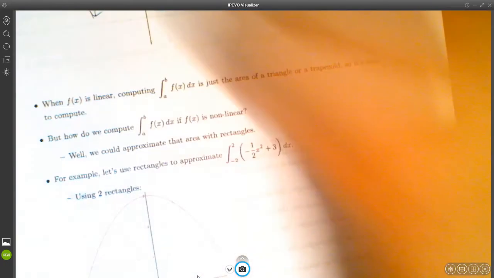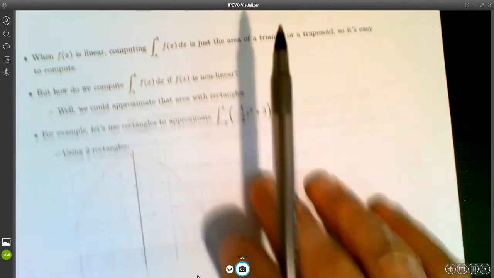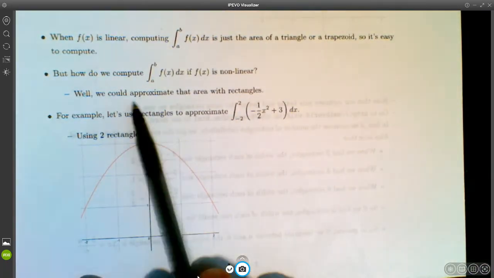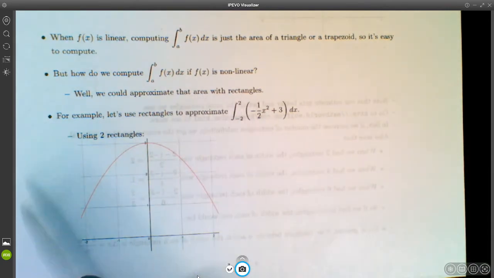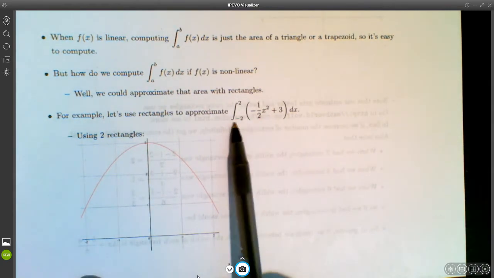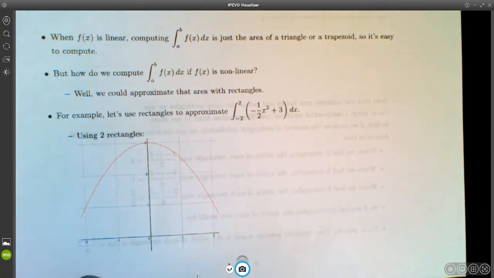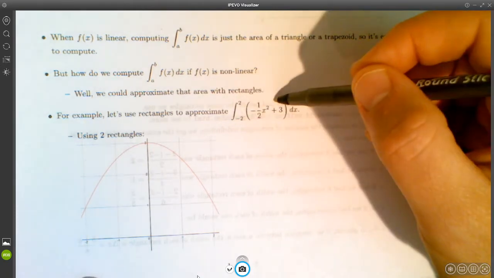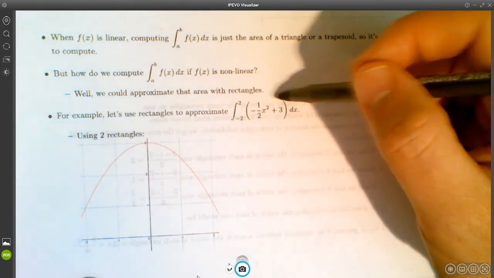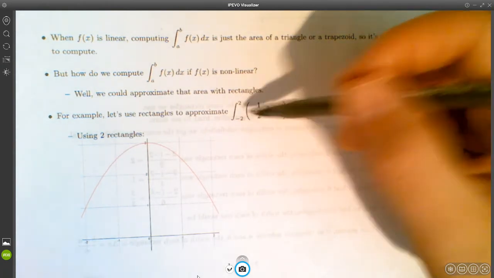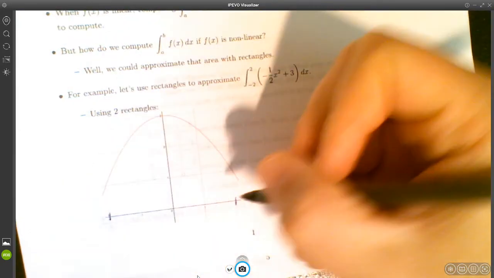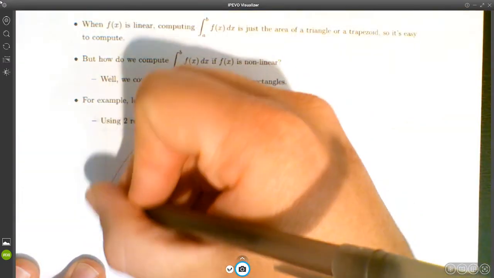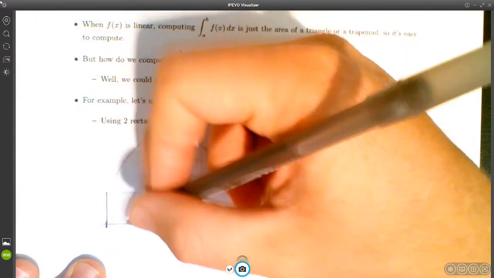So let's say that we had this parabola, right? This parabola that's opening down like this. What we do is we approximate the area with rectangles. Okay, so let's say that we wanted to approximate this integral using rectangles. So we want to approximate the area between x equals -2 and x equals +2 of this curve, the area between this curve and the x-axis, between -2 and +2. So in other words, I want to approximate this area right here, right? So all of this area.